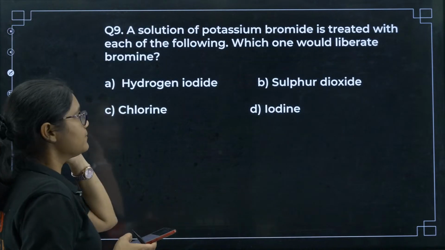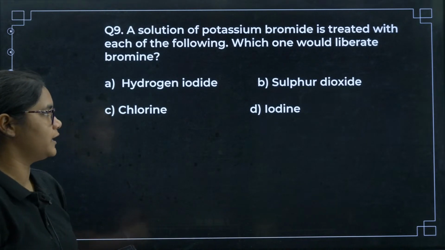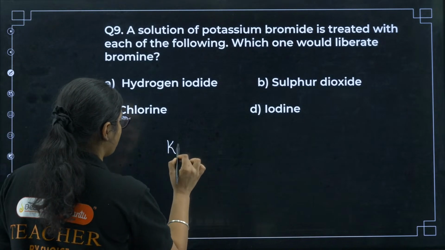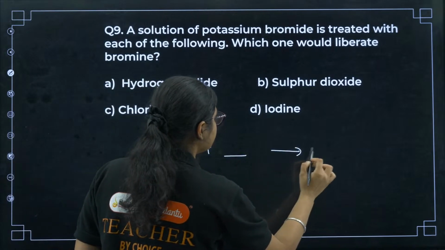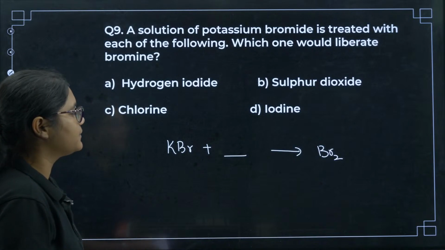Next, question number 9. A solution of potassium bromide is treated with each of the following. Which one will liberate bromine? So you have potassium bromide, and you are treating with each of these. In which case will we get Br2? That is the question. Very simple question.